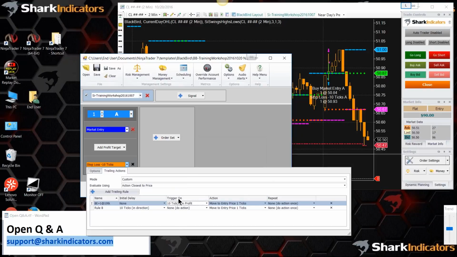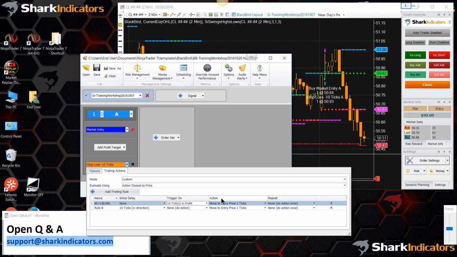Right, so there you go. So some triggering events, and then the second most powerful part is the action. So you have a lot of flexibility. The action is what tells where your stop loss is going to get moved to, right? In this case, we're moving our stop loss to the entry price plus one tick.